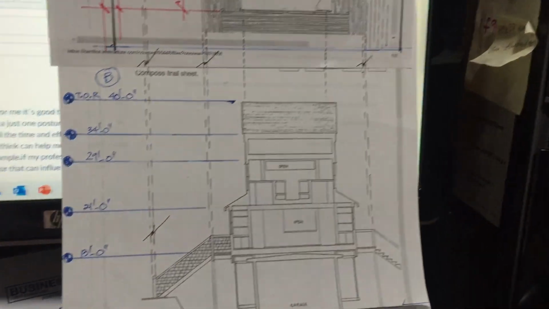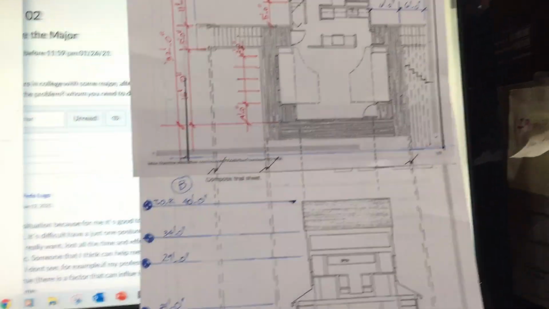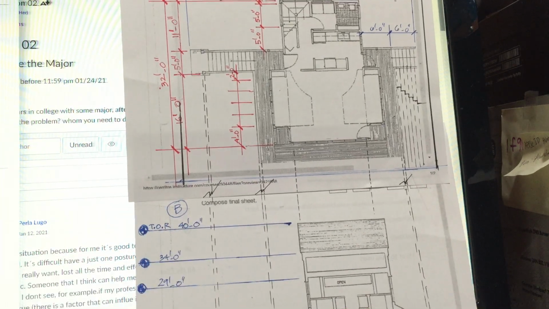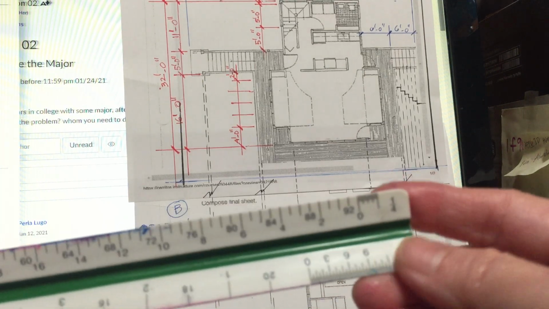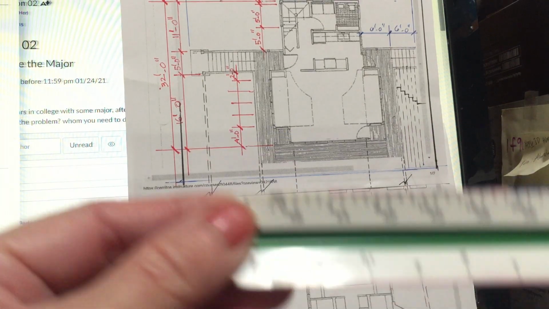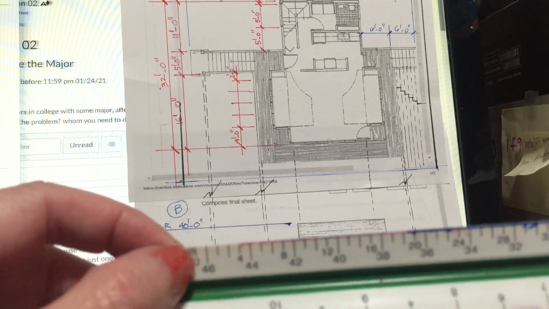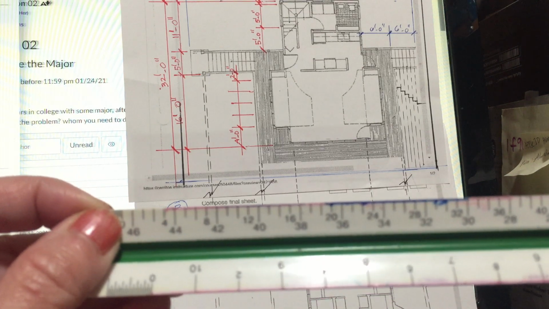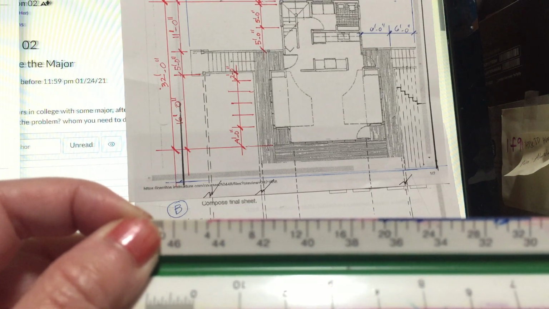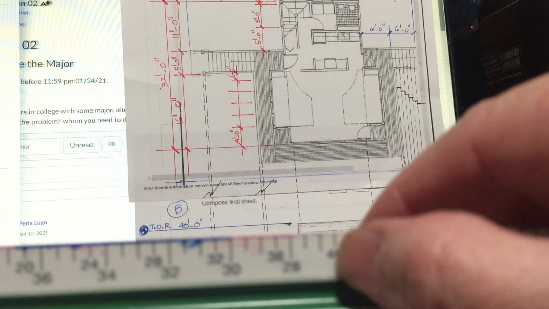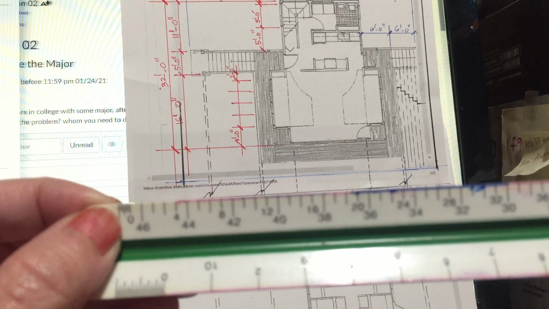For example, 40 feet from scale 1/8. If I turn the scale to 1/8, it is this one. And I measure 40 feet. It starts from 0 right here. You can see the 0 right here. And 40 feet is around here. You can see the number. This is the 40. So 40 feet from here to here.